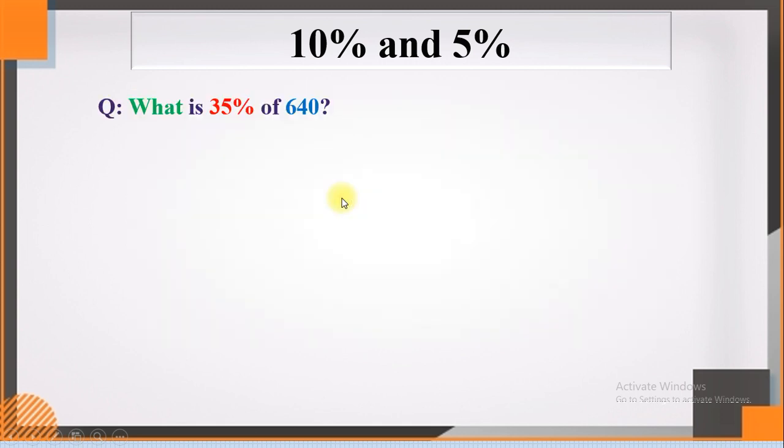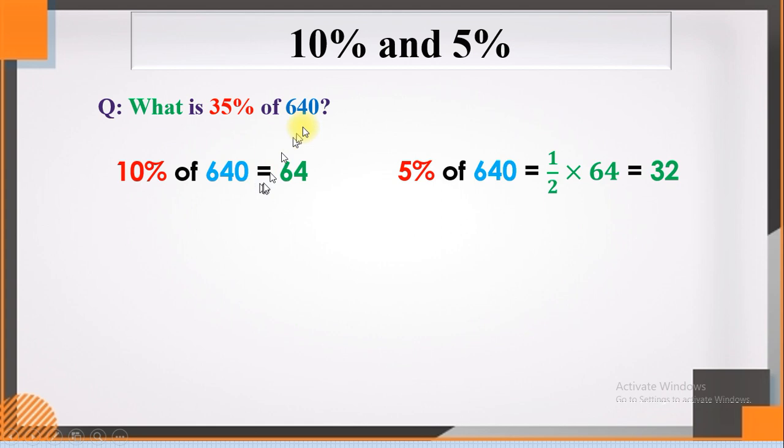Now we will solve a question other than 10% and 5%, but 35% will be expressed in terms of 10% and 5%. 35% is actually 3 times 10% plus 5%. So we first find 10% of 640, which is 64. Easily you can do it. So 10% of 640 is 64. Simple. Now 5% of 640 is 32, means half of 64.